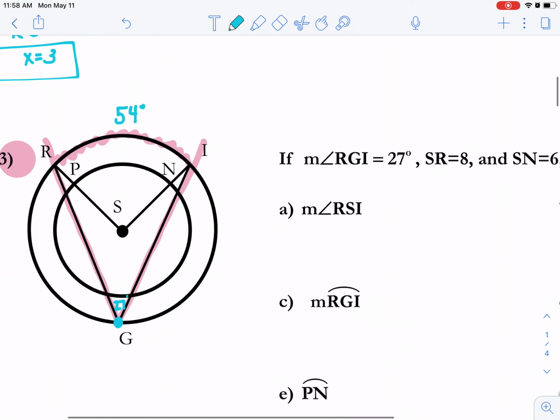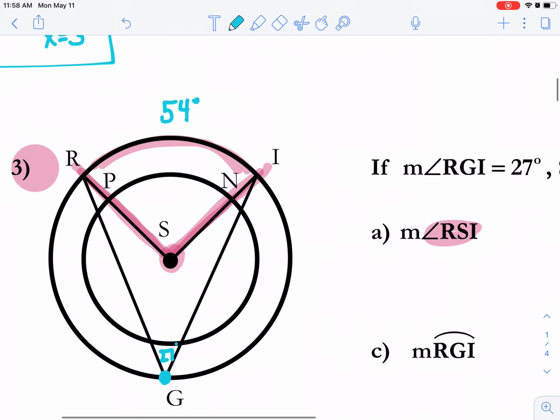Okay. Let's just stick with the arcs for right now. Let's see, are these angles and arc measures? Let's see what else they want us to find. They want us to find the measure of angle RSI. So RSI is a central angle. And if you see in the central angle, it eats this arc, which is 54 degrees, and central angles are the same measure as their arc. So this angle is 54 degrees as well.